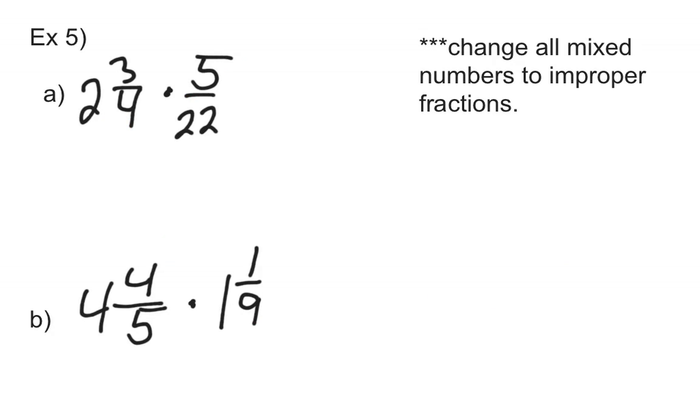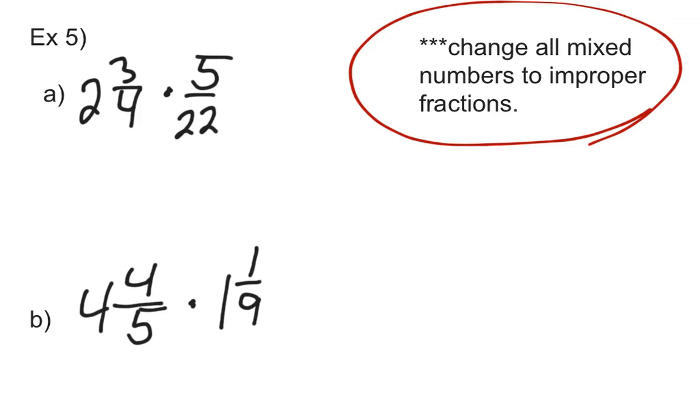Okay, mixed numbers, okay? And I have our rule right here. Our rule says no matter what, if we're working with mixed numbers, that we change all mixed numbers to improper fractions, okay? So what that says is when I see 2 3/4, I have to change that. So remember how we do it. We go 4 times 2, which is 8, and then plus the 3 gives me 11/4. So I change that to an improper fraction, and then the 5 over 22 is okay, and then I can do that problem.